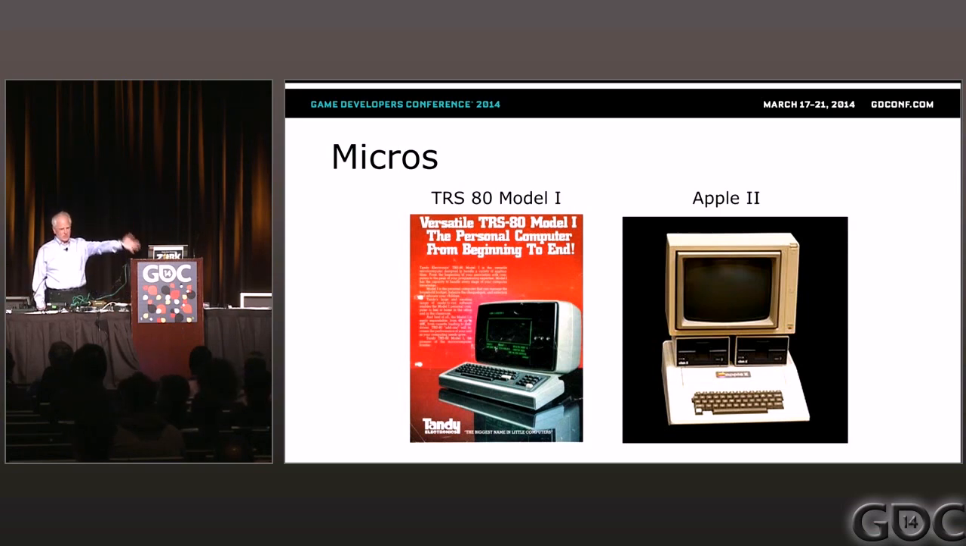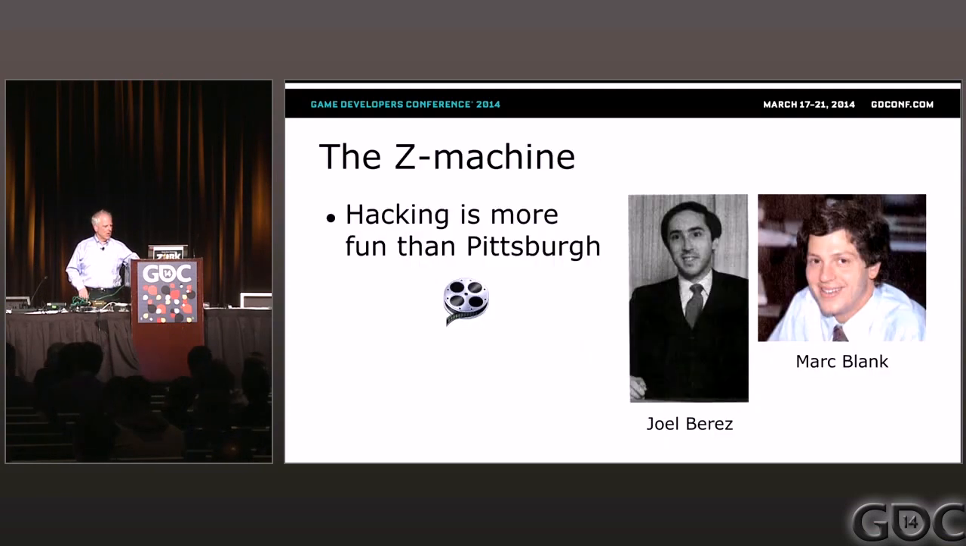Because here's what was there for micros then. TRS-80 Model 1, 32K of memory. Apple II, 32K of memory. About 100K disks, more or less. So that doesn't divide well into a meg for one game. So we kind of put it on the back burner for a while.